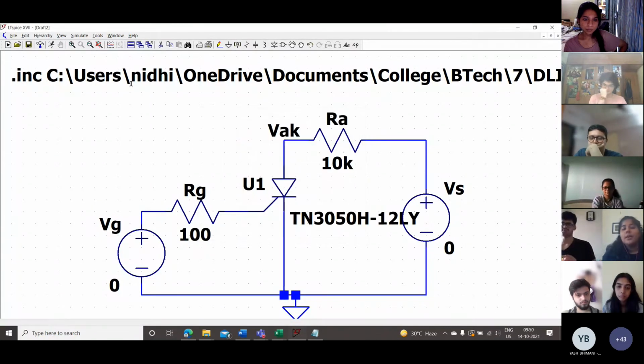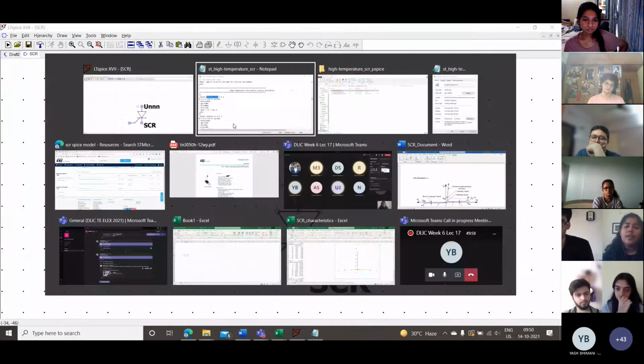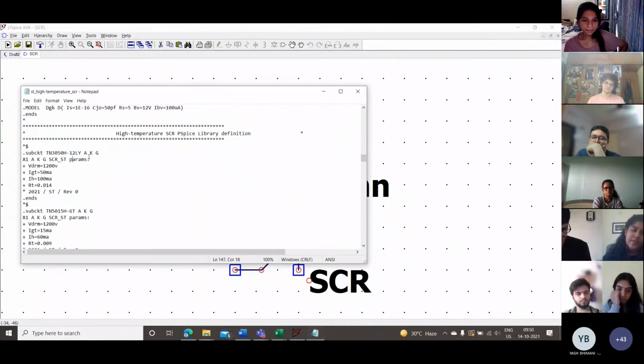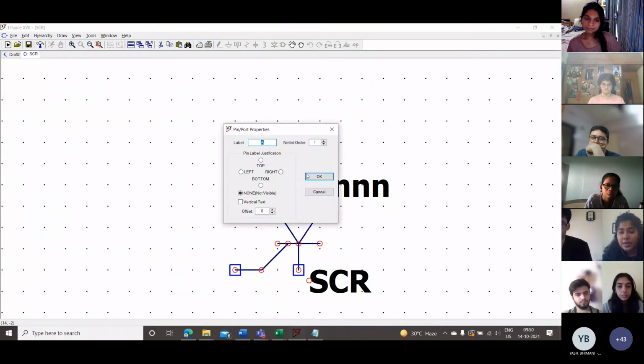And I'm going to replace this SCR with that model name in LTspice. There's one last thing that we have to do. You're going to right click on your SCR again and click on open symbol. The reason we do this is, if you see in Notepad right here, the order of the pins given here is AKG, anode, cathode, gate, which means anode is pin 1, cathode is pin 2, and gate is pin 3. So you're going to right click on each of these terminals one by one and make sure that they are the correct netlist order for the pin number.